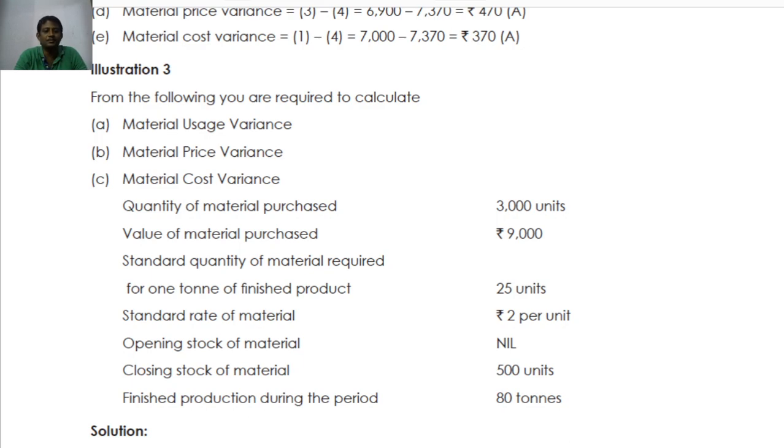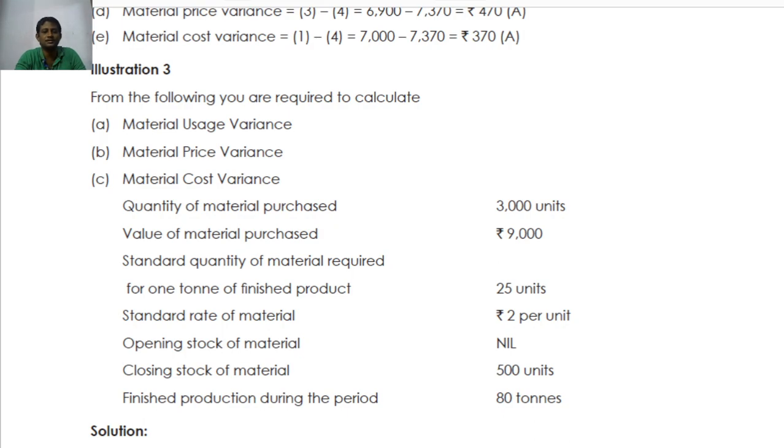Then, continuation. Standard quantity of material required for producing 1 ton of finished product is 25 units. For producing 1 ton of output, they need 25 units of input material. Okay, this is the standard.